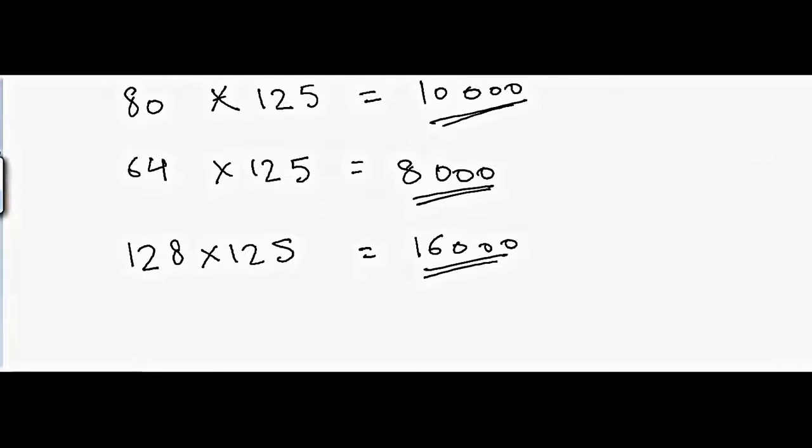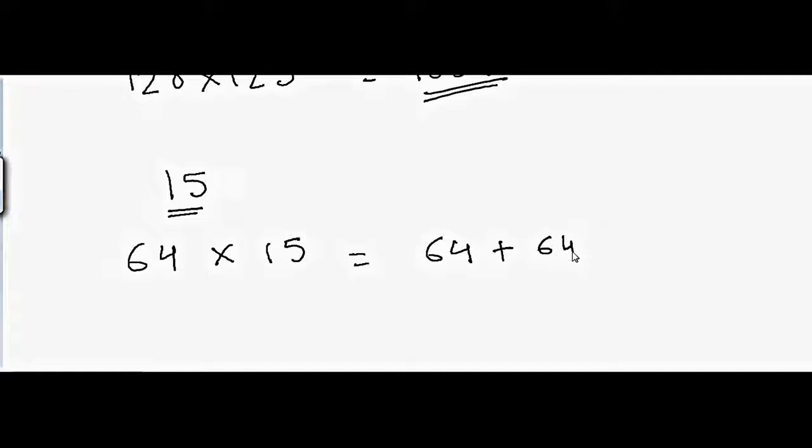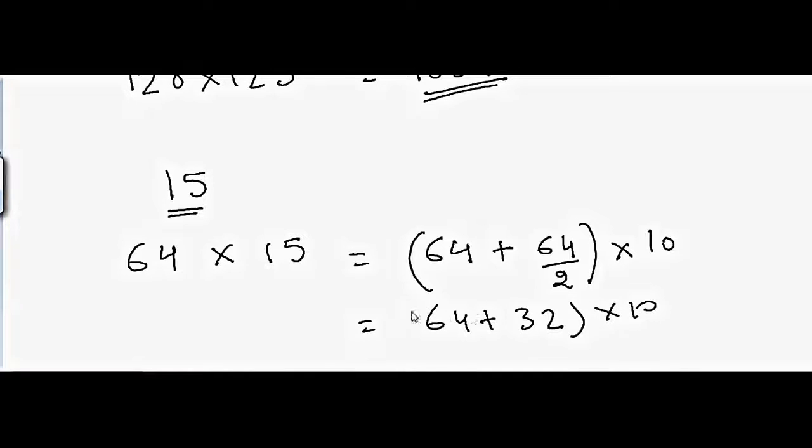So now let's go to multiplication by 15. So in case of 15, this is a little different. So suppose we have 64 and want to multiply it by 15. So in this case, what I will do is I will take 64 and then I will add 64 divided by 2 to it, and then multiply by 10. So that will be equal to 64 plus 32 into 10, and that's equal to 960, right? So let's do it quickly.